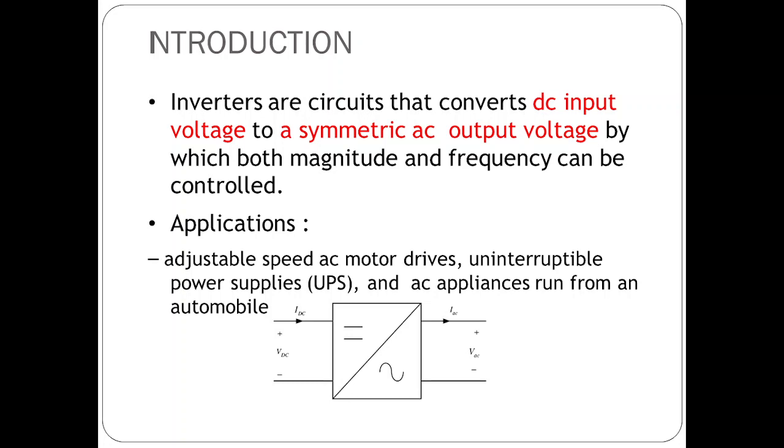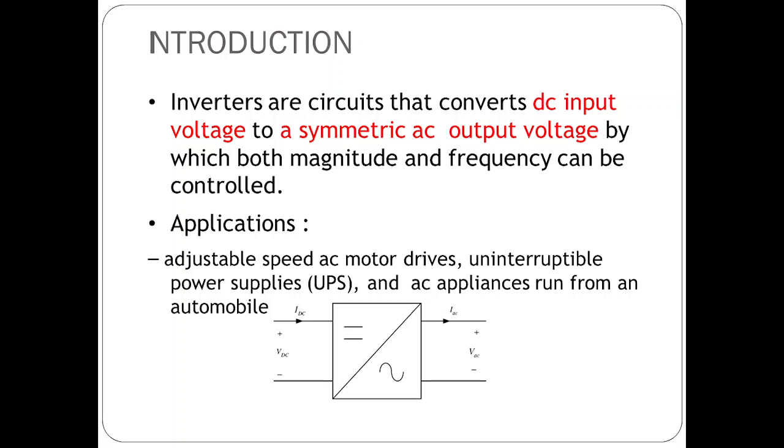These inverters convert DC to AC, and the AC magnitude and frequency can be controlled with the help of power electronic devices. For example, we can change the firing angle, and by changing the firing angle we can develop these particular voltages. Next are the applications.